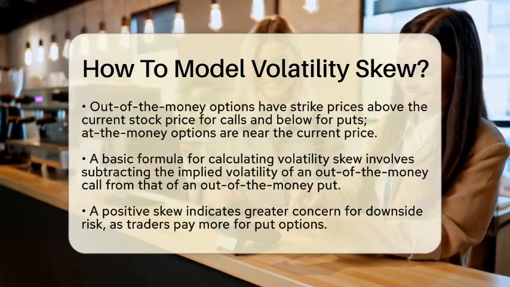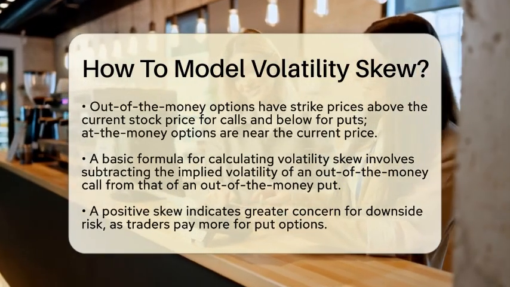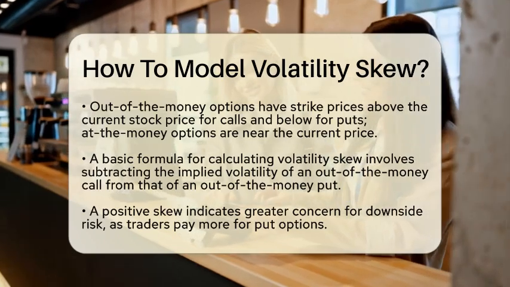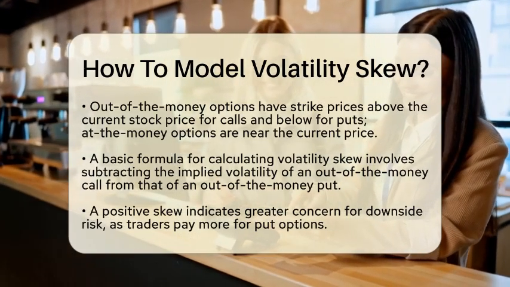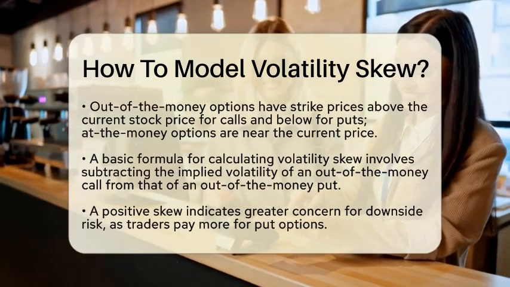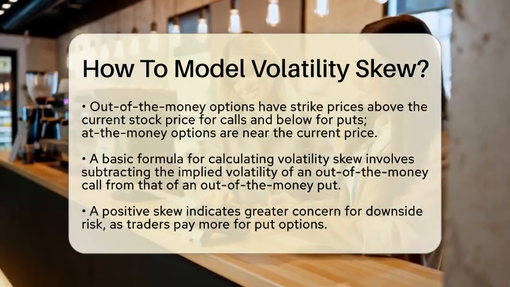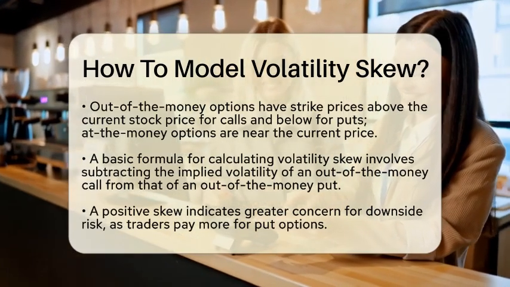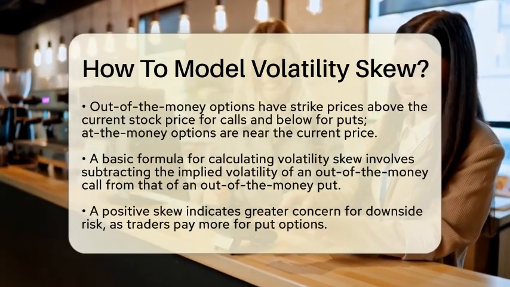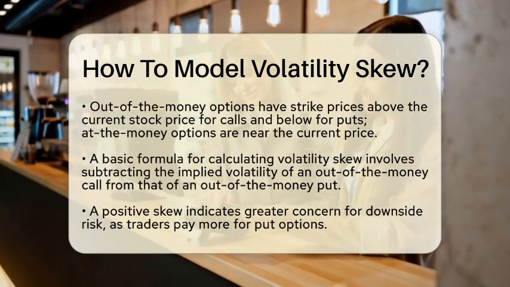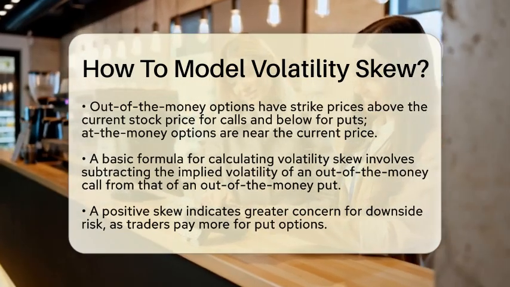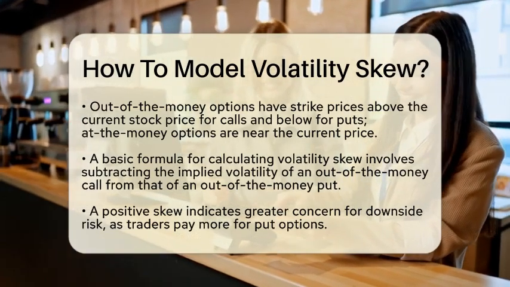A common formula to quantify volatility skew is straightforward. You subtract the implied volatility of the out-of-the-money call from the implied volatility of the out-of-the-money put. For example, if the implied volatility of an out-of-the-money put is 20% and that of an out-of-the-money call is 15%, the volatility skew would be 5%. This positive skew indicates that traders are more concerned about downside risk and are willing to pay more for put options.